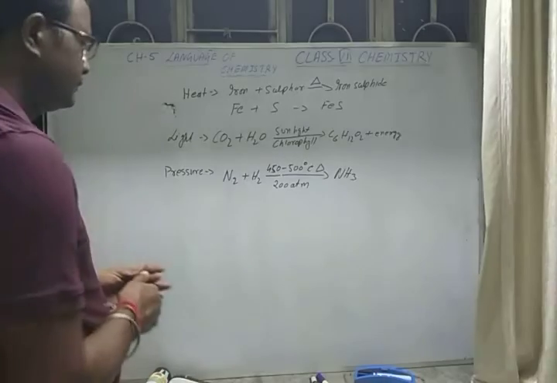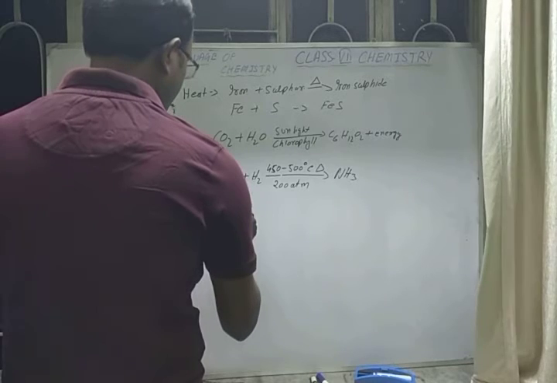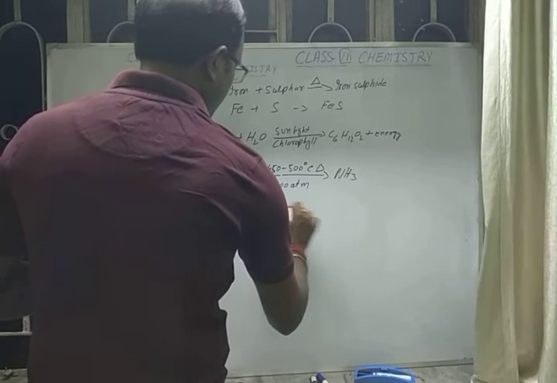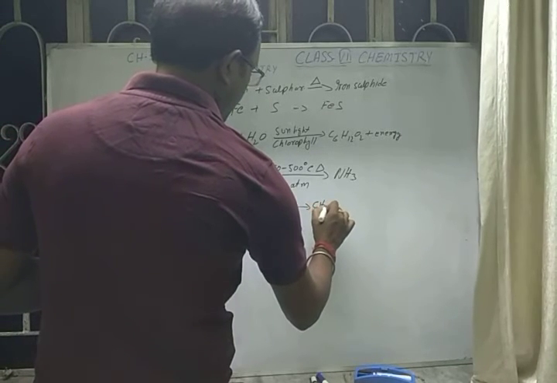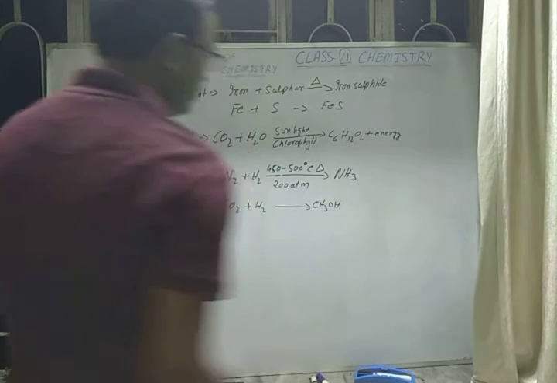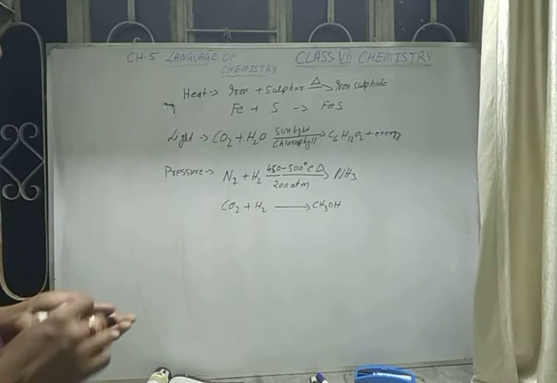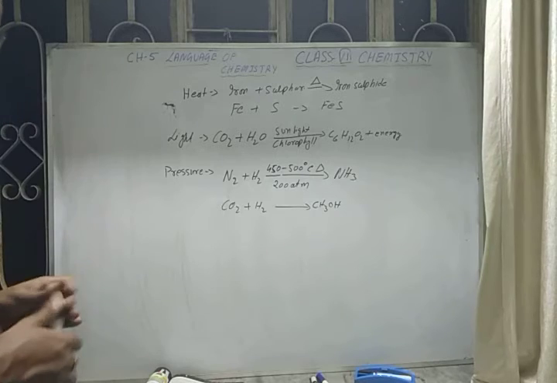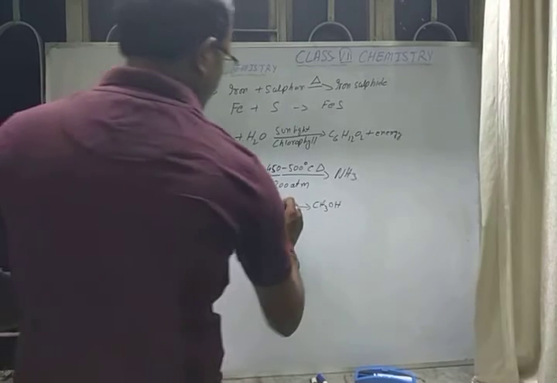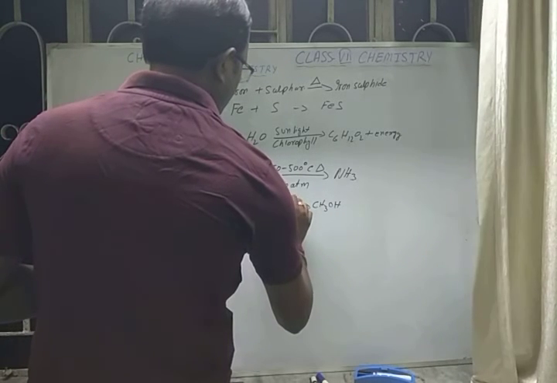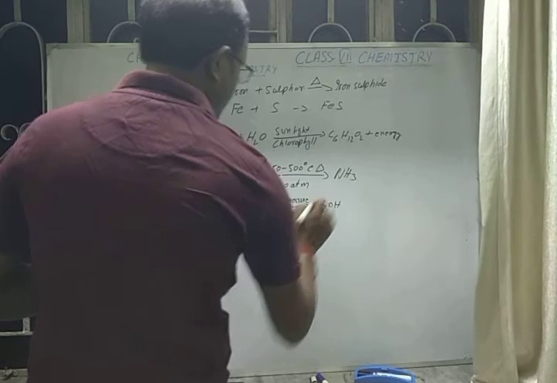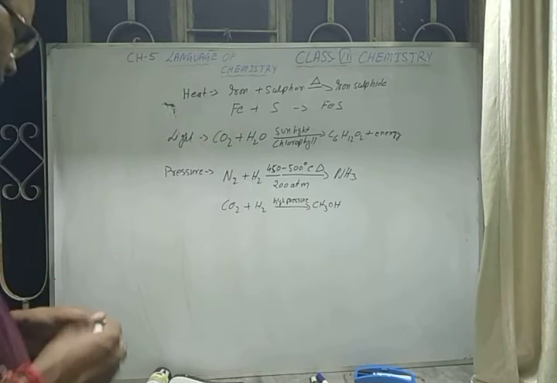CH3OH. What is the reaction? CO2 plus H2 gives CH3OH. It is called methyl alcohol or methanol. Here also it needs high pressure. It requires high pressure. So this example is given in the book.